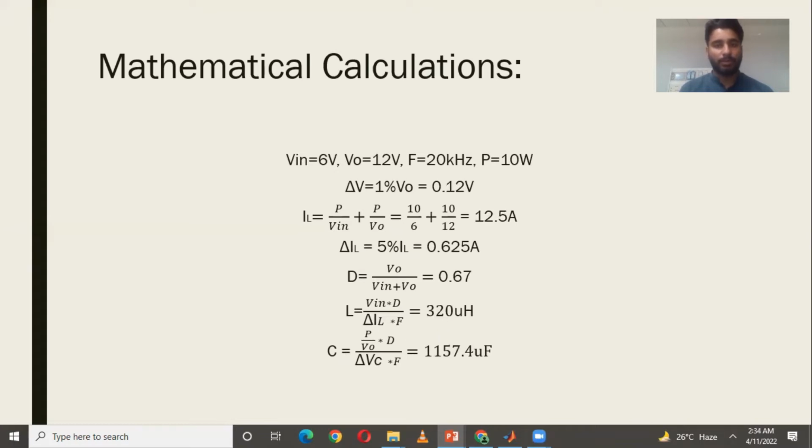And this is for 12 volt output. We have set the same as for 5 volt: 1% of original value, and current ripple 5% of inductor value, and according to this we have calculated the duty cycle, inductor, and capacitor value.